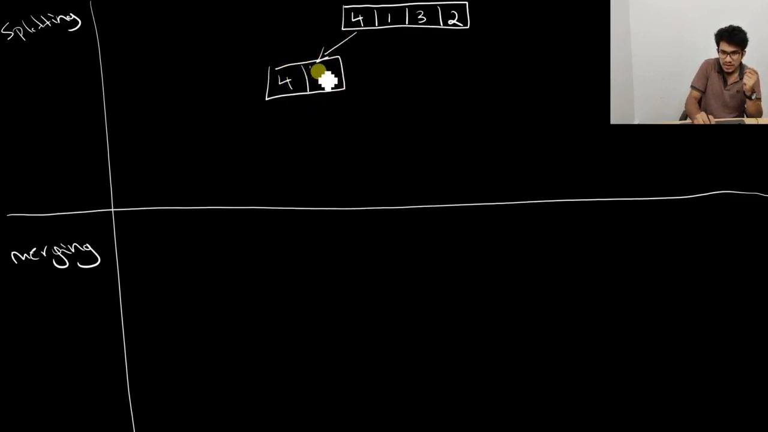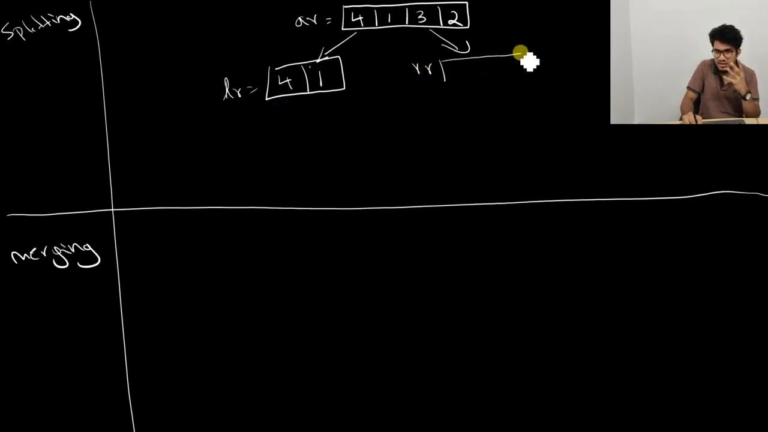The first part is 4 and 1. Don't you think this is the left part of the array? So I can call it LR. The original array is AR, the left part of the array is LR, and the right part of the array is RR. In the right part, don't you think you have 3 and 2? How to split this, I'll tell a little later. Very easy, an inbuilt method is there, don't worry. But you have to split.